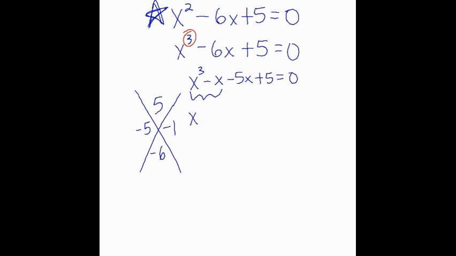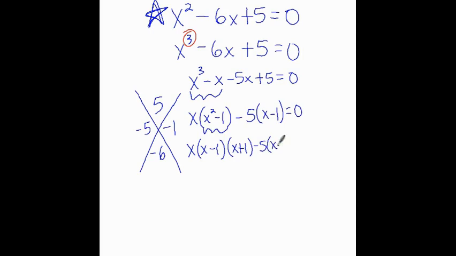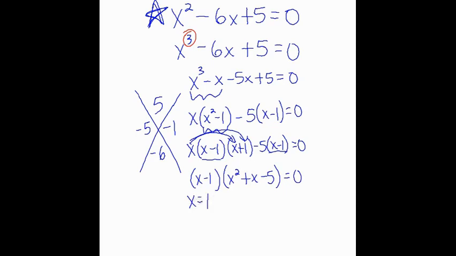I get an x out of here, so I get x squared minus 1 there, and then minus 5 times x minus 1. Now, we don't quite have factoring by grouping yet. We'll use difference of squares on this. x times x minus 1 times x plus 1 minus 5 times x minus 1 equals 0. Next, we'll factor our greatest common factor. That'd be x minus 1. I'm going to go ahead and factor this back in. We're going to get x squared plus x minus 5 as the remainder. And now we can get x equals 1 out of here.